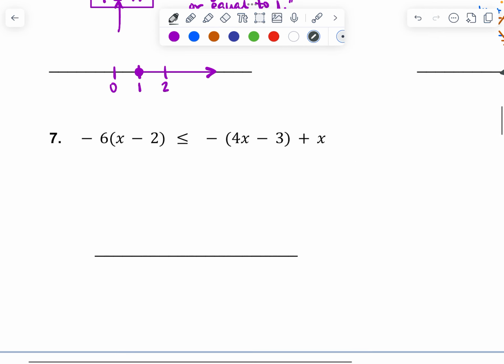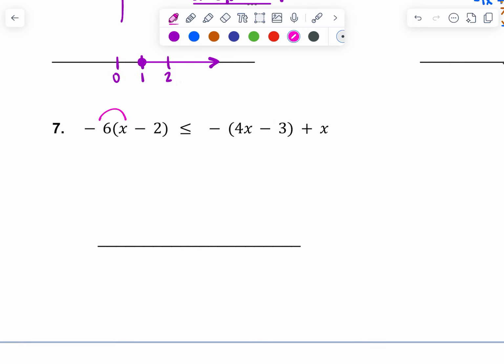Okay, moving on. Here we go. One more of these. All right, so again, lots of parentheses. So I have a negative 6 multiplier that I need to distribute to those two terms. So negative 6 plus 12 is less than or equal to. And then, of course, I do have a multiplier in front of this parenthesis. He's a negative 1 multiplier. I do need to distribute him. So negative 1 times positive 4x is negative 4x, and negative 1 times negative 3 is positive 3.